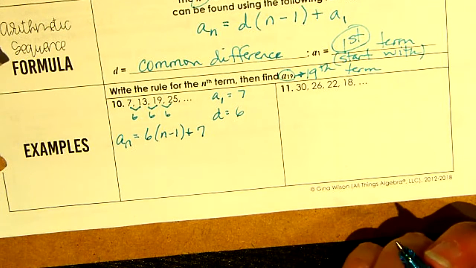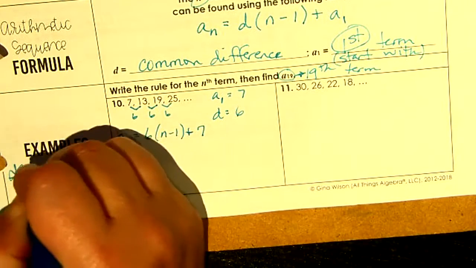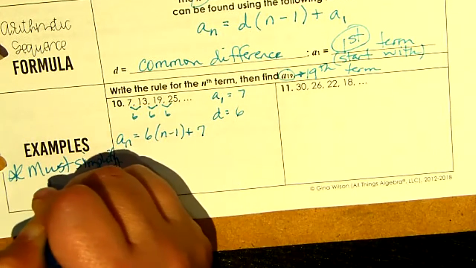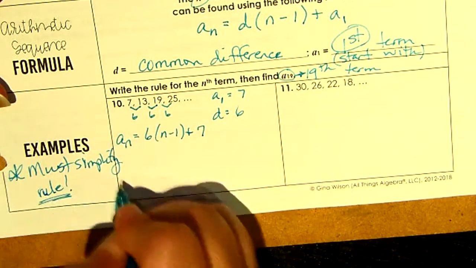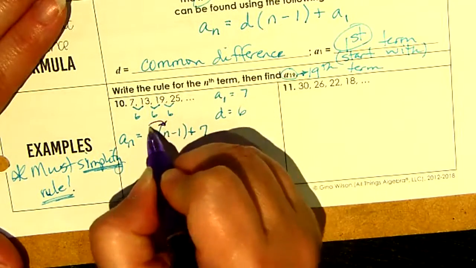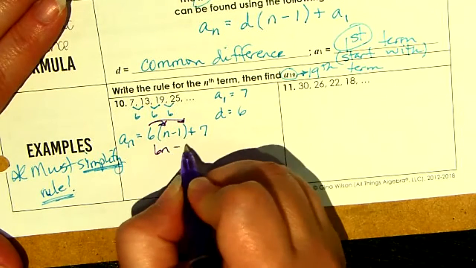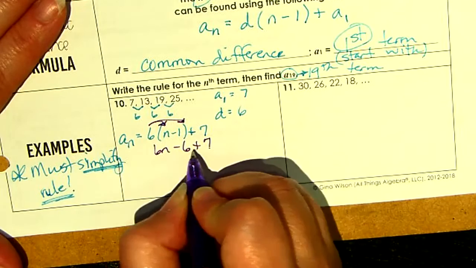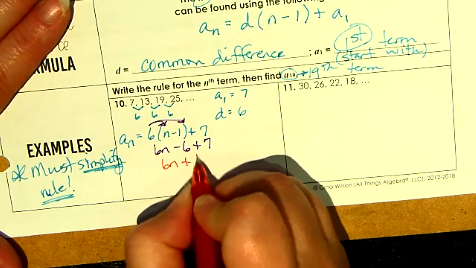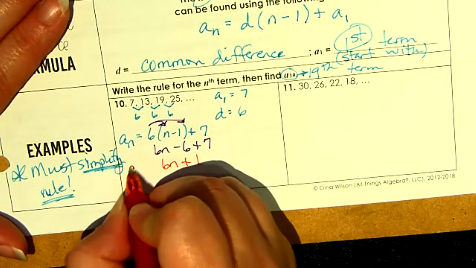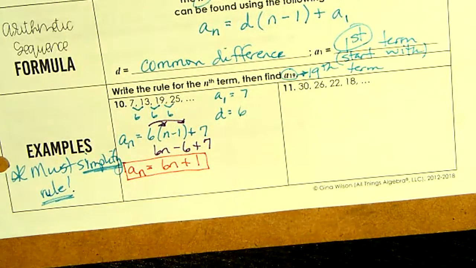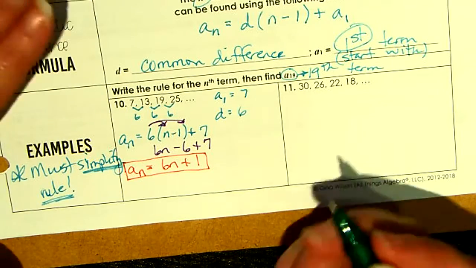Now we simplify. The big thing here is you must simplify. I can't just write the rule, you must simplify the rule. So now we distribute that 6. I'm going to have 6n minus 6 plus 7. Now I combine my like terms, which gives me 6n plus 1. So my rule is a sub n equals 6n plus 1.